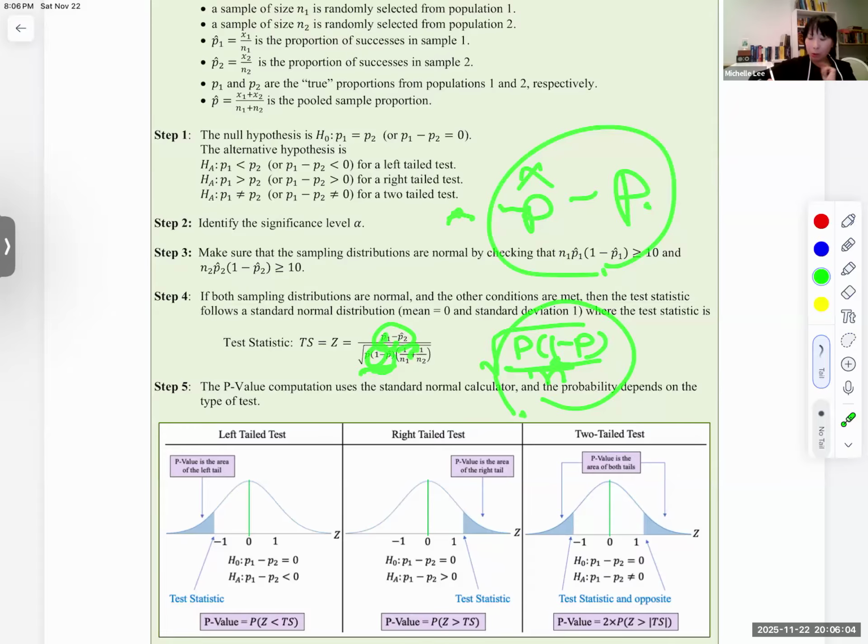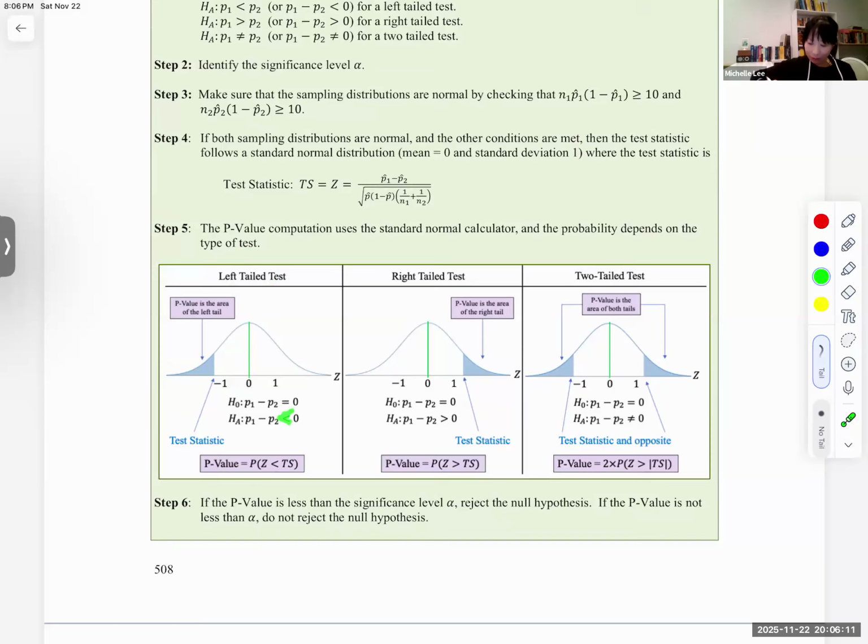All right, then for the left tail test, same, we use this one. For the right tail test, we use this one. And for the two tail test, here is the two tail test, so not equal, different, right?